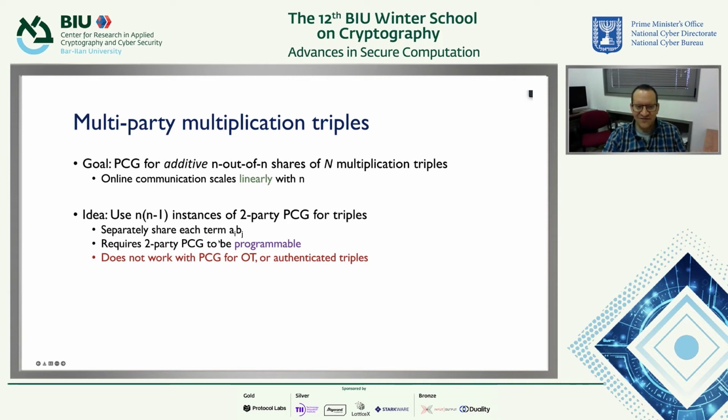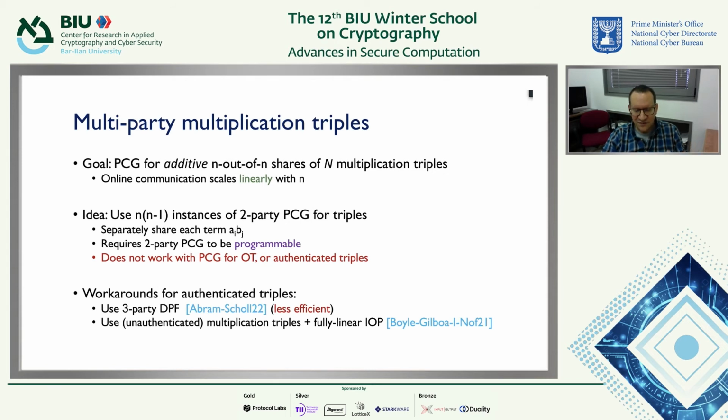And the same for authenticated triples. Here too, for every pair of parties, we cannot take the same global secret and multiply it by AIBJ, because then PI and PJ together, if they collude, will learn this global secret. So there is a way around it. There are two ways around our inability to generate multi-party authenticated triples in a practical way.